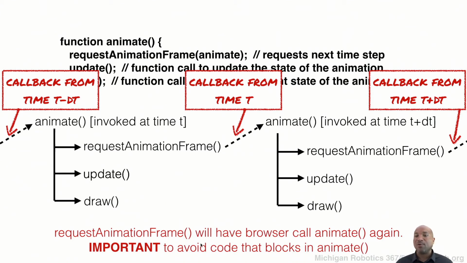One thing that's really important is that in order for this to work well, the update and draw functions have to be fast. They can't do what's called blocking. If you ever see the browser go unresponsive, it's because the code is blocking, and that's just clogging up the works. So you have to make sure that your code is responsive and not blocking.